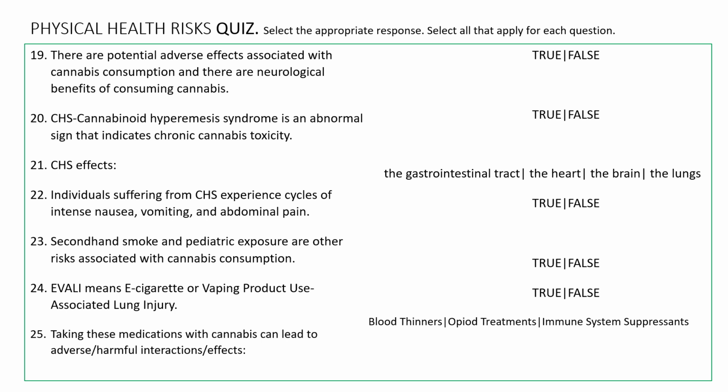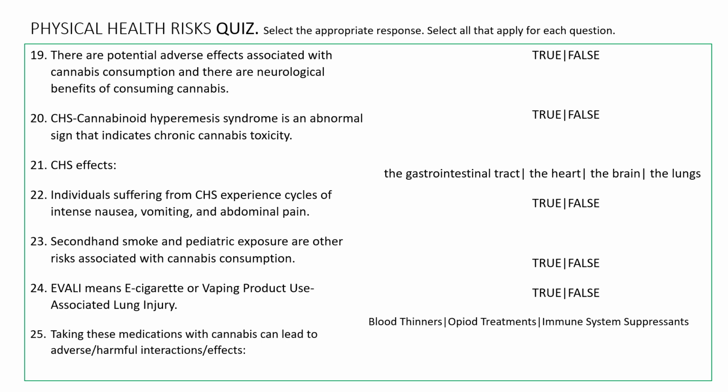Number 19. There are potential adverse effects associated with cannabis consumption, and there are neurological benefits of consuming cannabis. True or false? True. Number 20. CHS, cannabinoid hyperemesis syndrome, is an abnormal sign that indicates chronic cannabis toxicity. True or false? True. CHS affects the gastrointestinal tract, the heart, the brain, or the lungs. CHS affects the gastrointestinal tract.